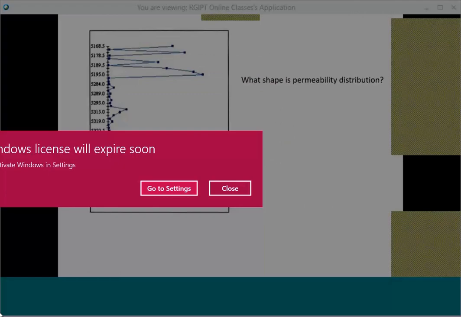Now let's say you got permeability. For production, of course, you need permeability, right?